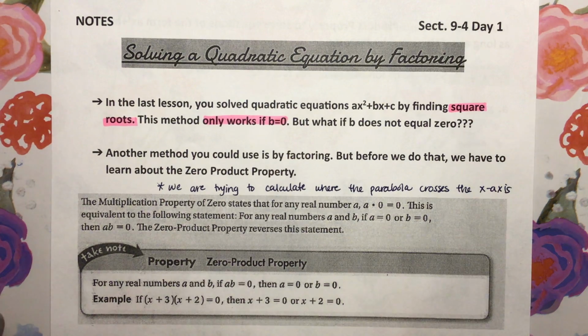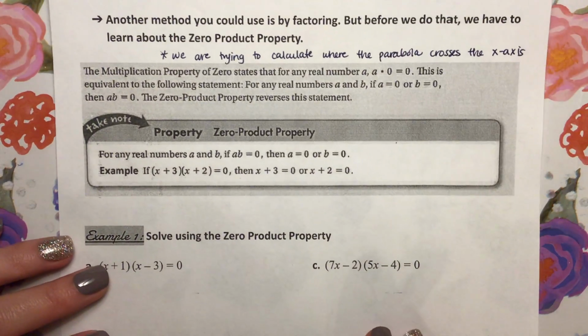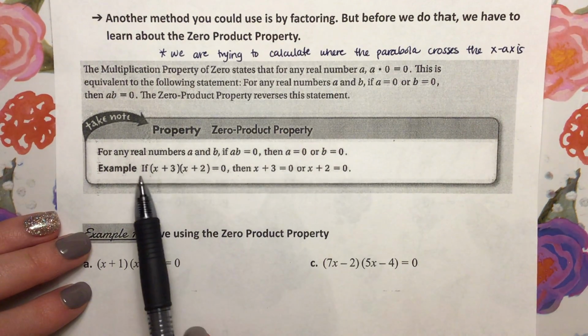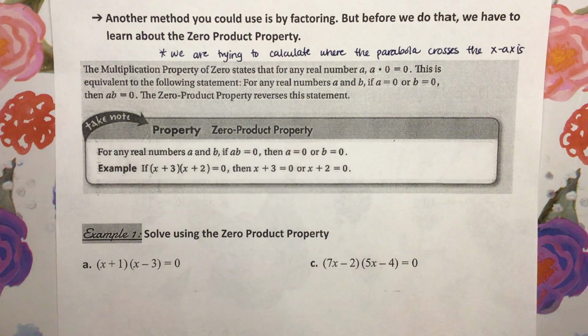But first, we need to talk about an element of this, which is the zero product property. And you're going to see what I mean by that in just a moment, or how this relates. So for any real numbers, a and b, if ab equals 0, then either a is 0 or b is 0. In other words, here's what we've got going on.